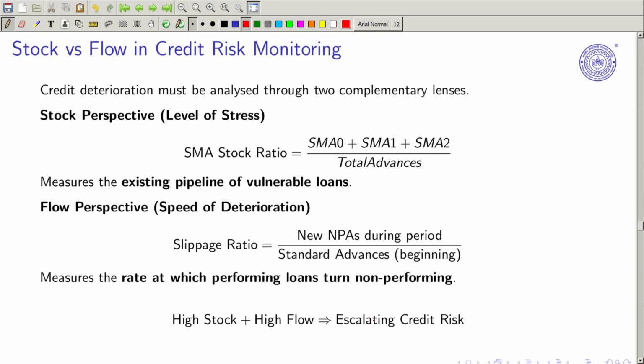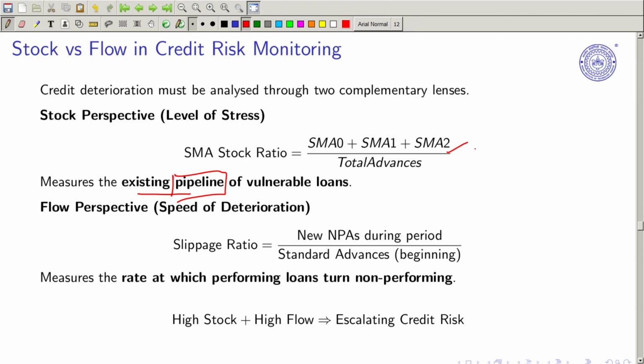Stock versus flow in credit risk modeling. This is also one important aspect that we often look upon. Credit deterioration must be analyzed through two complementary lenses. One is the stock perspective, which means the level of stress. So the SMA stock ratio could be SMA 0 plus SMA 1 plus SMA 2 upon the total advances. It measures how much pipeline of loans you have.